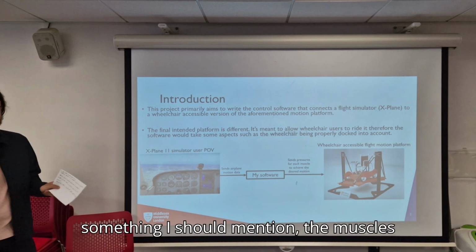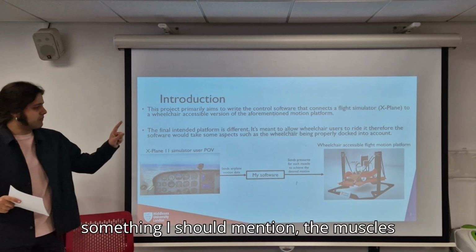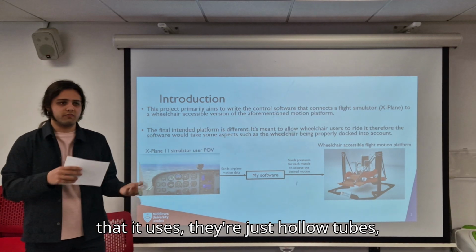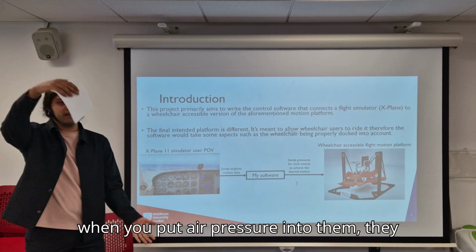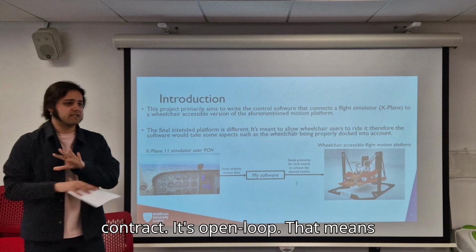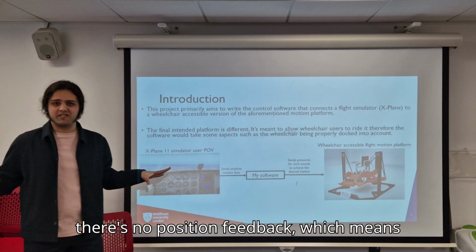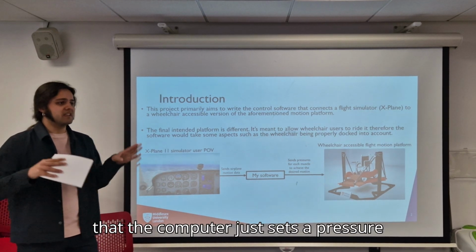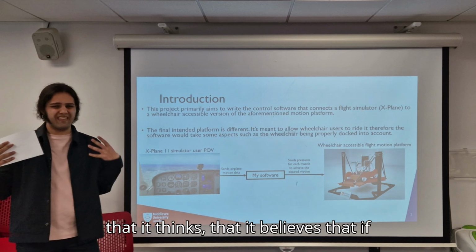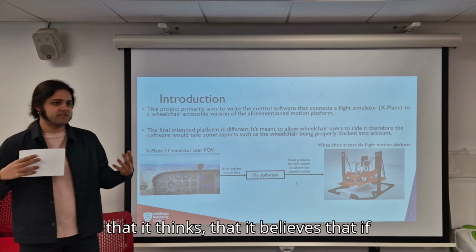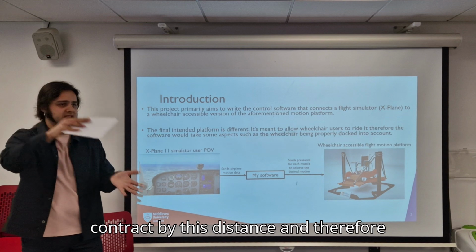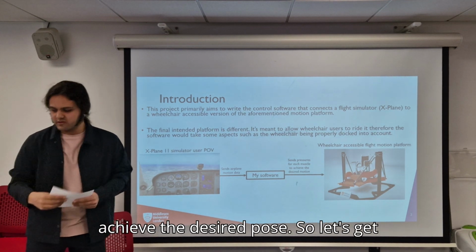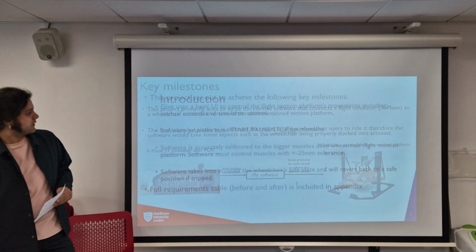Something I should mention: the muscles that it uses are just hollow tubes. When you put air pressure into them, they contract. It's open loop. That means there's no position feedback, which means the computer just sets a pressure that it believes will make the muscle contract by a certain distance and therefore achieve the desired pose. So let's keep going.